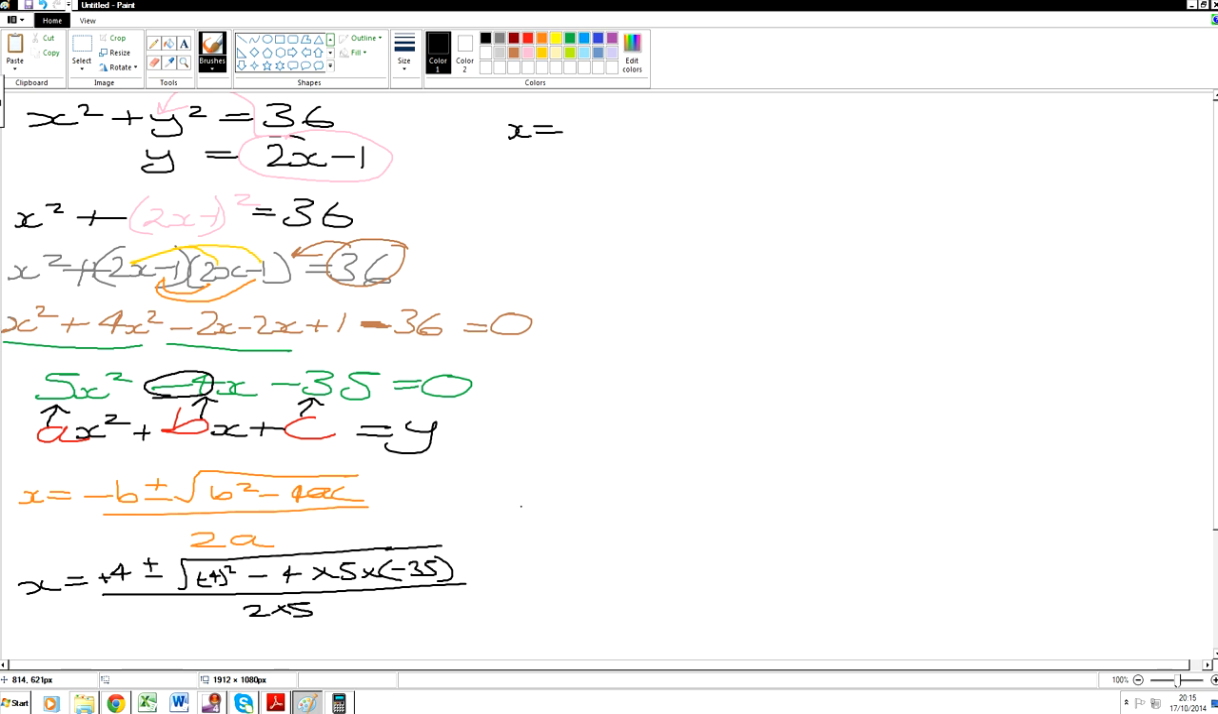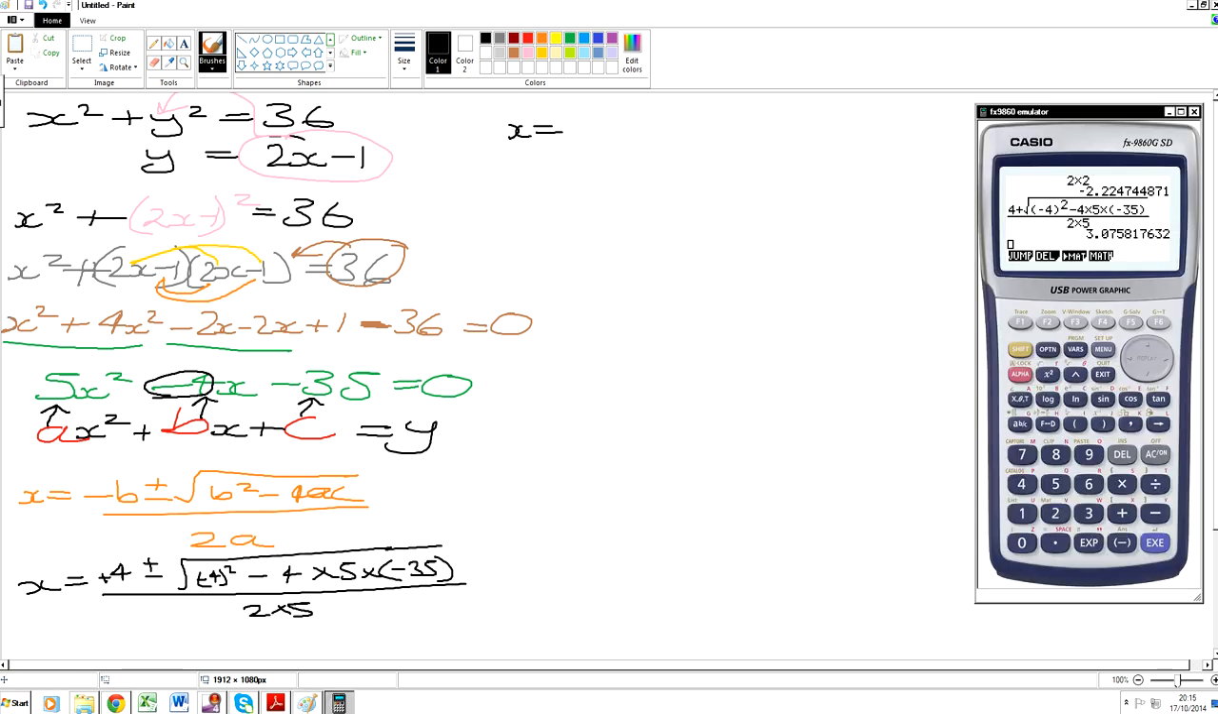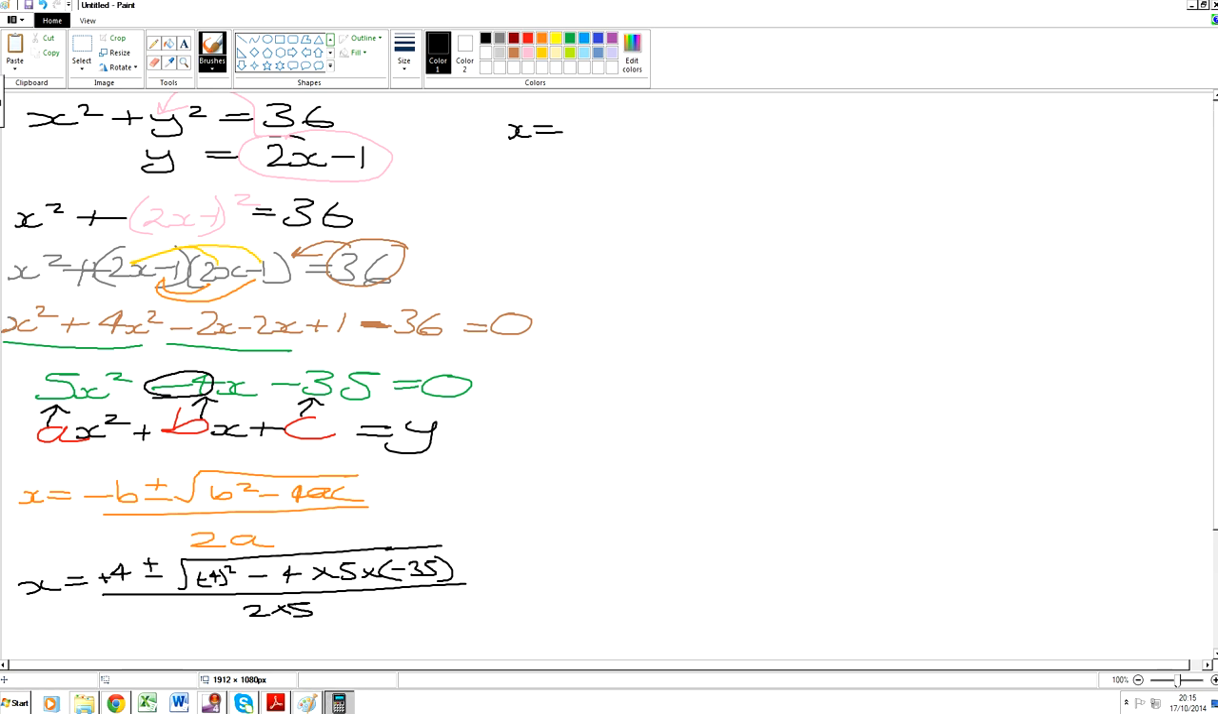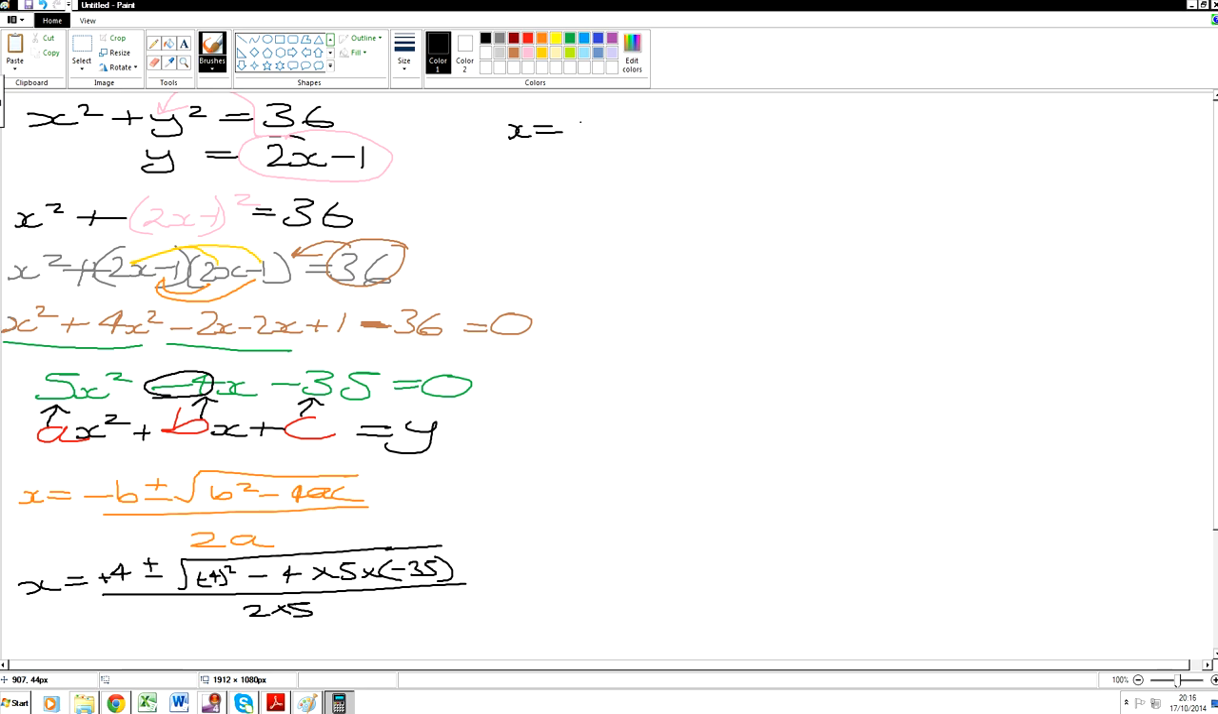X is equal to, oops, I've lost my calculator again. Okay, let me just copy it, move over here. So I get X equals 3.075. I'm not going to round off yet.